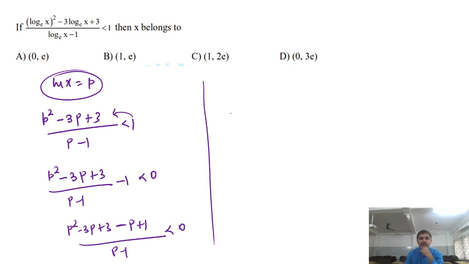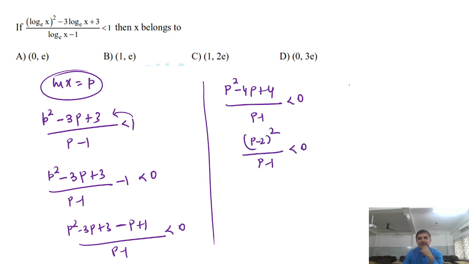You people will be helping me out here. (p² − 4p + 4)/(p − 1) less than 0. Okay, this is what? (p − 2)²/(p − 1) less than 0. So using the wavy curve method on the number line, I'll be plotting 1 and 2, but I'll mark a star at 2. Yes or no? Plus, minus, plus.